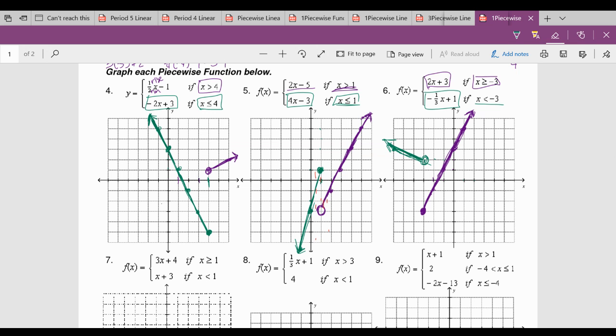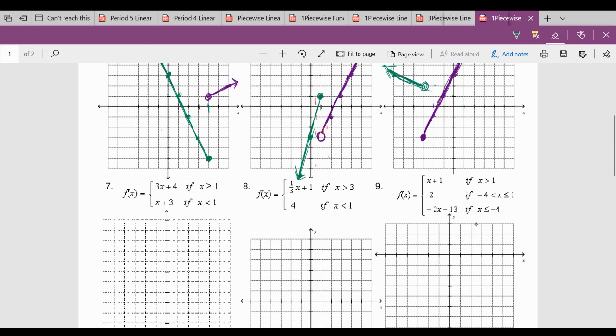Again, I can do the vertical line test to check to make sure it's a function, because that would mean that every input only has one output.